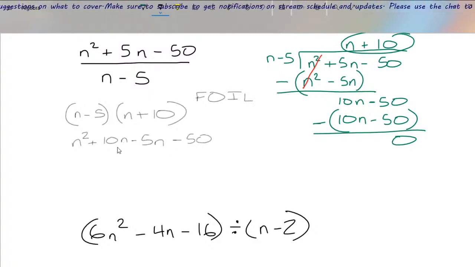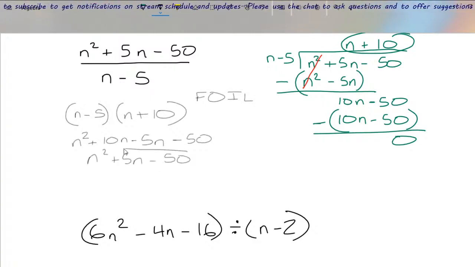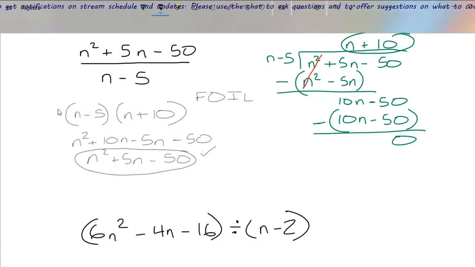Simplify. So the only thing that has the same degree that we can combine is right here, 10n minus 5n, which leaves us with 5n minus 50. And does this match up to this? It does, so our check was good. This is a check, just as a reference. So our check was good, so that means our answer is good.